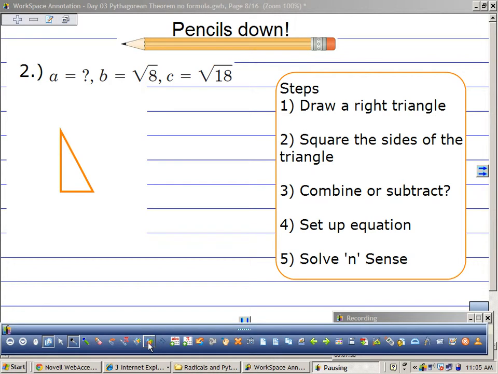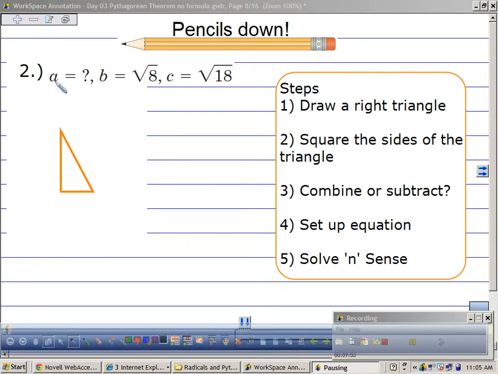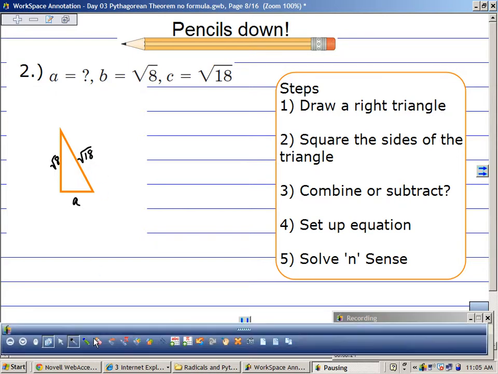Okay, so if I don't know A, which one do you want to make A? It doesn't matter. The bottom. Okay. I'm going to call it X. We'll call it A. That's fine. I'm just trying to get away from the formula. And B, that would be this one, right? Square root of 8. And C, square root of 18. Everybody understand how I labeled it?